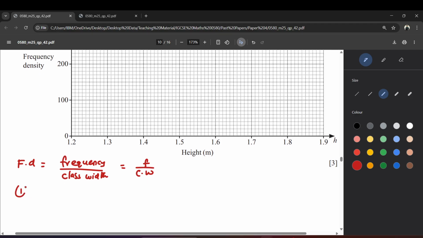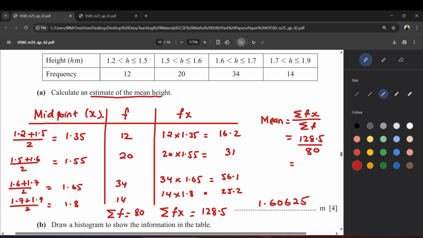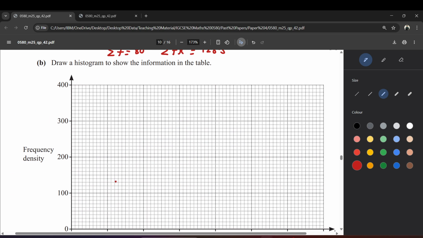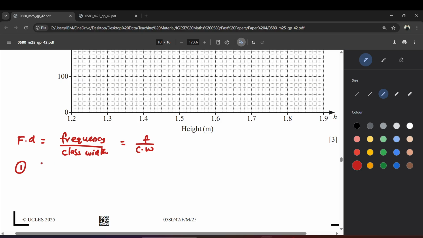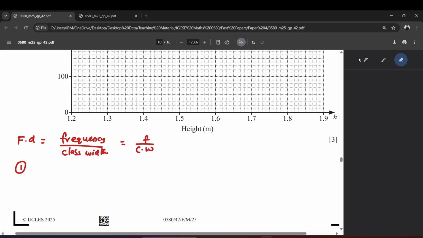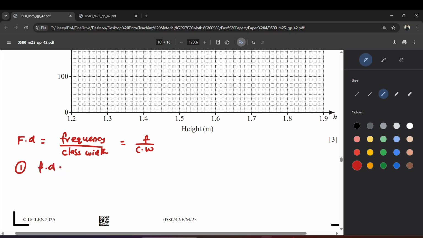All right, so for the first one, we can say that the frequency is 12 and the class width is the difference between 1.5 and 1.2. So that will be 0.3. So I'm going to say 12 over 1.5 minus 1.2. So that is 12 divided by 0.3. So this gives us 40.